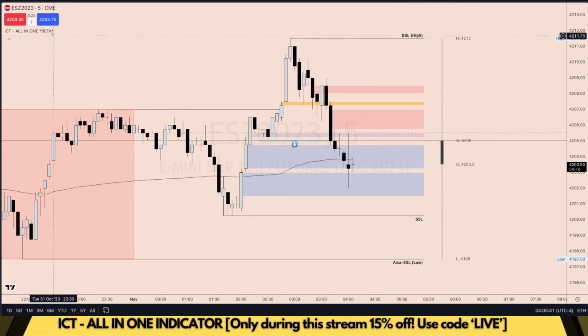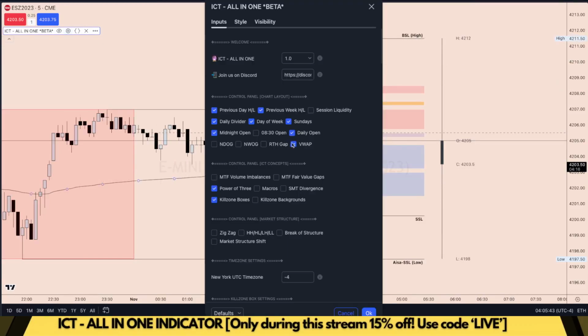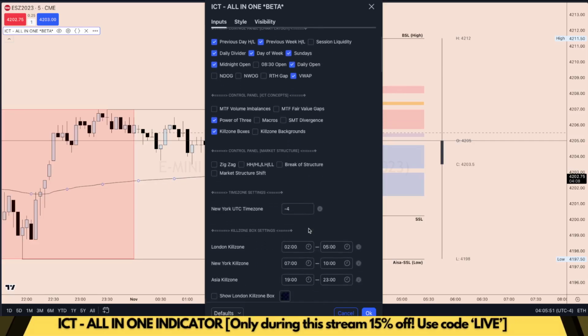We have our power 3. What else could we be looking at? The regular trading hours opening gap is not interesting. Session liquidity, we do not need to see that.